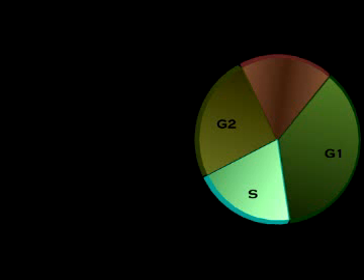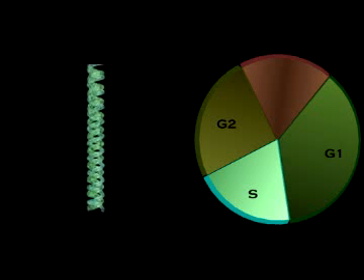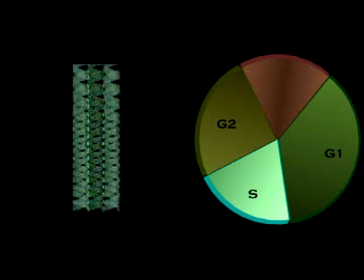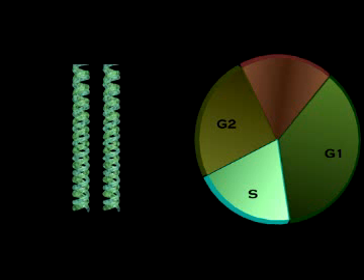During the S, or synthesis phase, the cell replicates the DNA in its nucleus in preparation for cell division. Precise control of the molecular machinery that replicates DNA ensures that only one copy of the cell's DNA is made during the S phase.